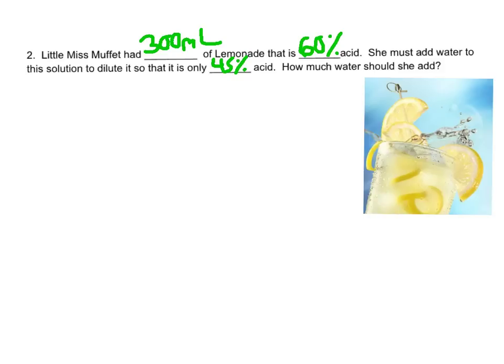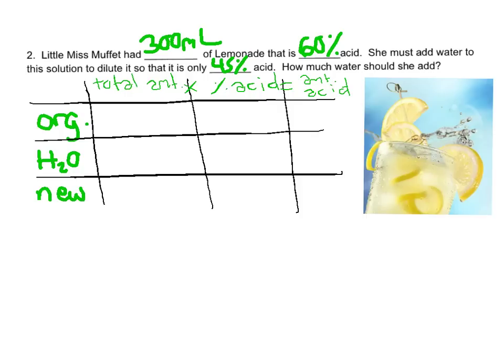In this mixture problem, you're going to have the following charts set up. So on the left, we have the original solution of the lemonade, the water, new solution. On the top, our categories are total amounts, percent acid, and amount acid. If you think you can fill out the chart on your own, go ahead and do that now by pausing the video. If you can't, just keep the video rolling.